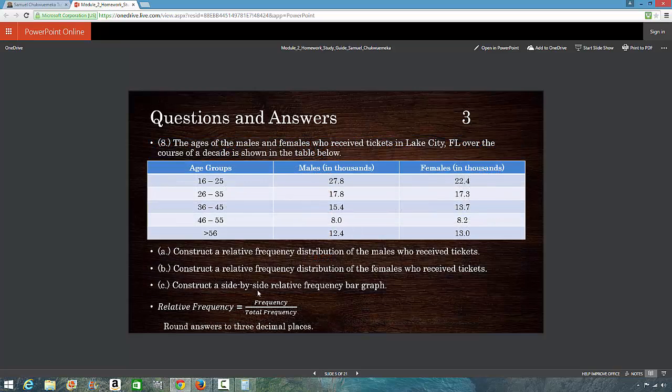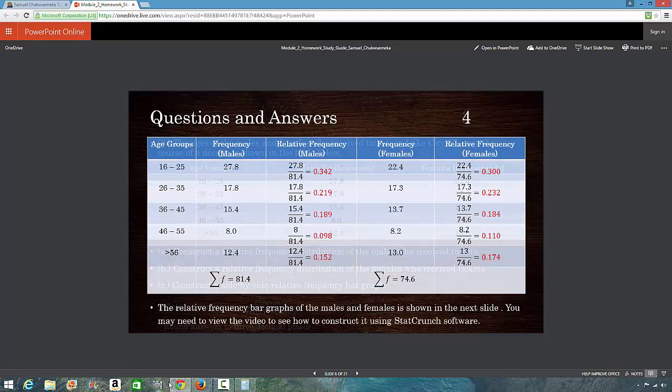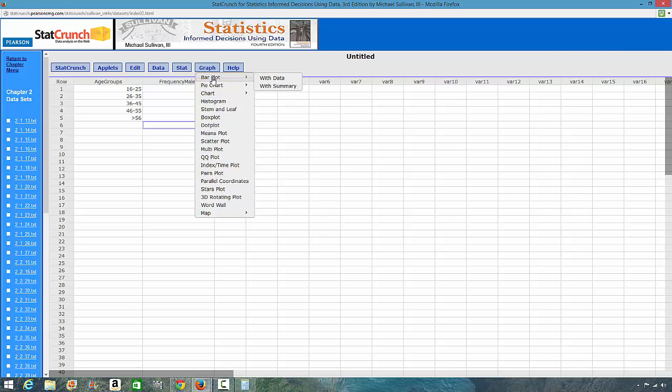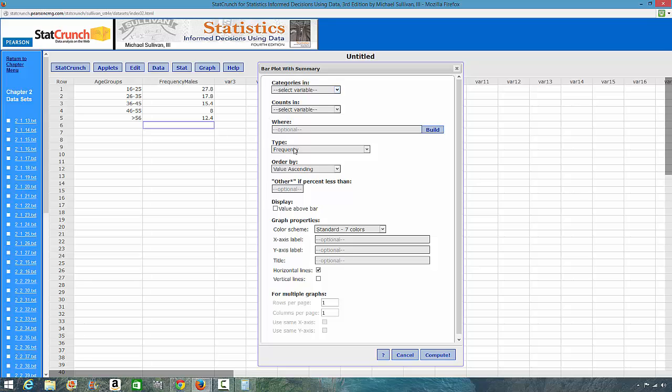Okay, they want us to construct a side-by-side relative frequency bar graph. So you go to graph here, graph, bar plot, with summary. The categories, your X, you select age groups. The counts is frequency males. You select it, and you don't need to check this.